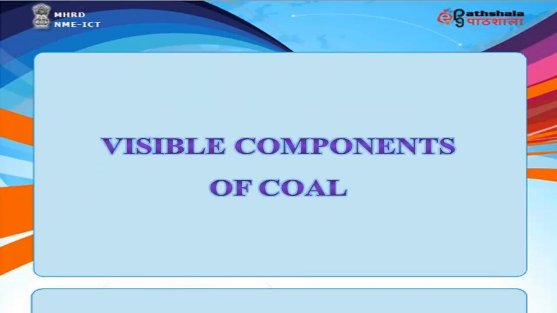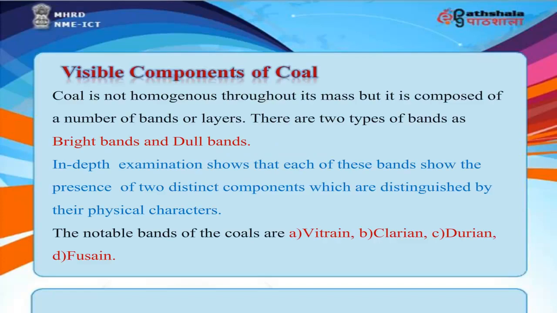Visible components of coal. Coal is not homogeneous throughout its mass, but is composed of a number of bands or layers. There are two types of bands: bright bands and dull bands. In-depth examination shows that each of these bands shows the presence of two distinct components, which are distinguished by their physical characters. The notable bands of coal are vitrain, clarain, durain, and fusain.